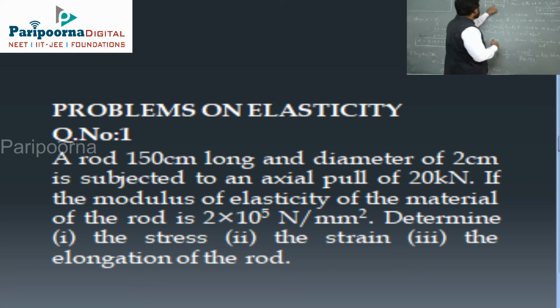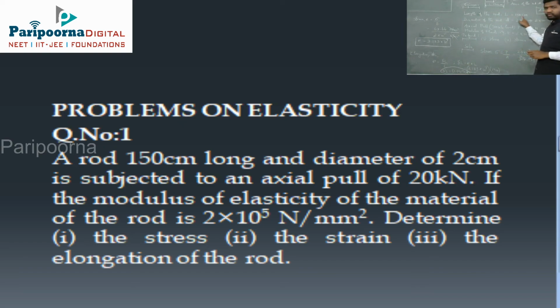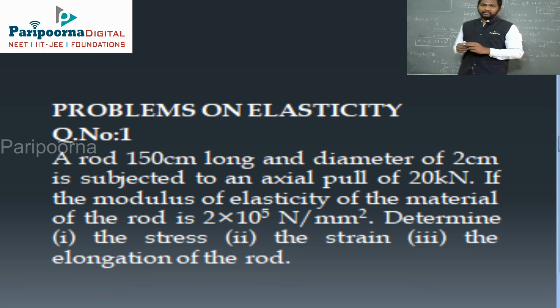Okay, a rod of 150 centimeter length. So this is the cylindrical rod of length 150 centimeter, diameter 2 centimeter, and it is subjected to an axial pull of 20 kilonewton. So length of the rod is given, L equal to 150 centimeter, and the diameter of the rod is 2 centimeter, axial pull is given. Okay, so what you have to calculate? Stress you have to calculate, strain you have to calculate, elongation of the rod you have to calculate.